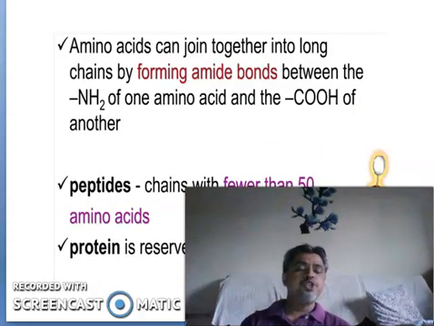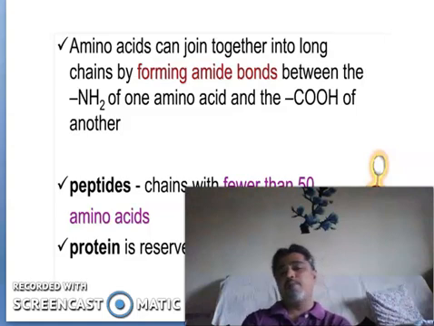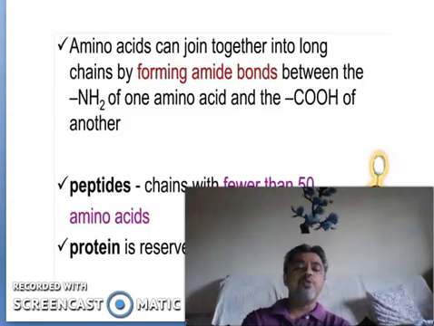Now amino acids can join together into a long chain by forming an amide bond, or we can say peptide bonds. The NH2 of one amino acid and the carboxyl of another amino acid join together, giving CONH, that is the amide form. A peptide chain has fewer than 50 amino acids. Protein is reserved for longer chains. Okay, this is all about how proteins form from amino acids.